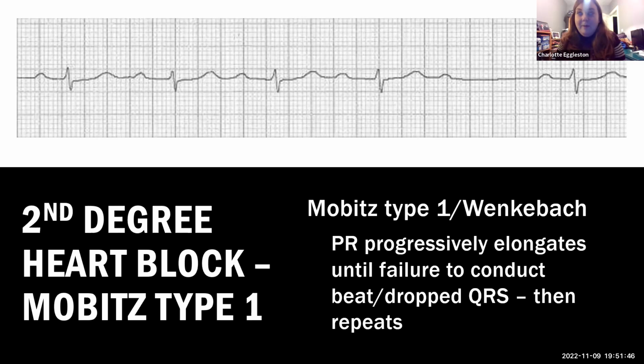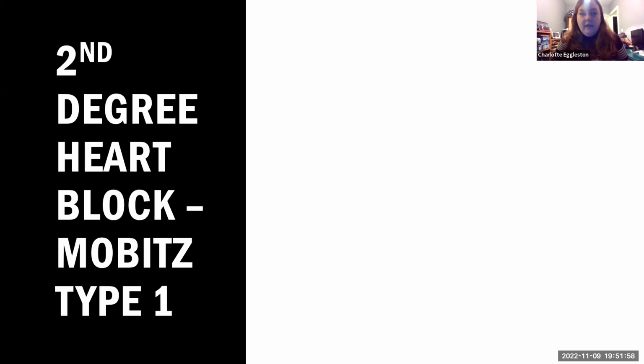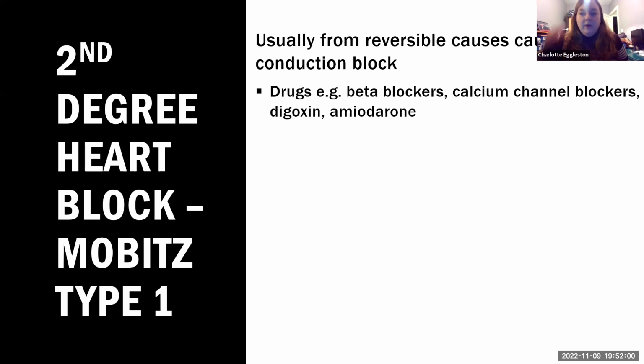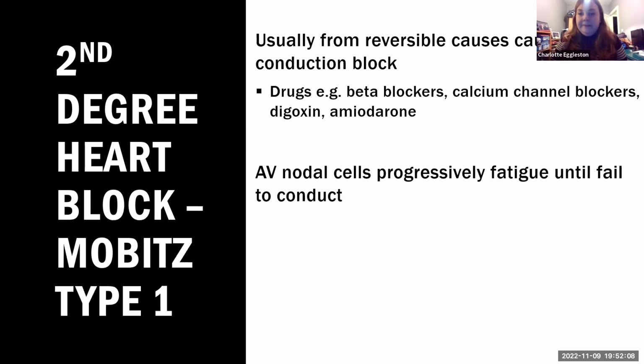I was always taught it was kind of like teamwork. So you're in a team of one, you're desperately trying to work really hard, but then you just have to take a breath, drop a beat, and then the same thing happens again. You get slower and slower, and then you drop a beat. And this one is normally from reversible causes, often from medication, particularly beta blockers, calcium channel blockers, digoxin and amiodarone. It gets progressively fatigued and then can't actually create a QRS.